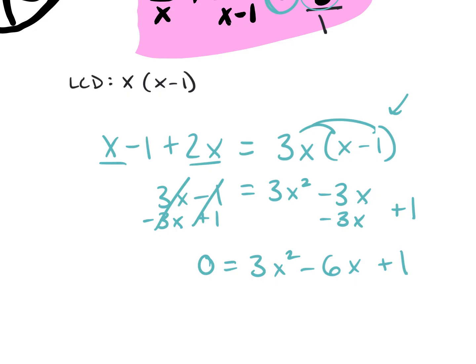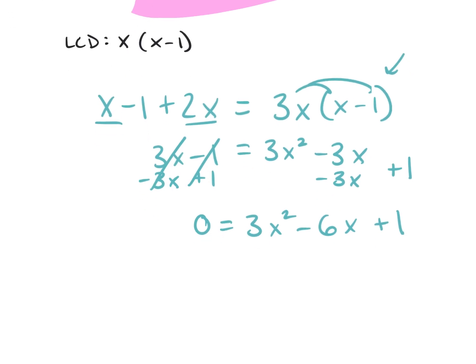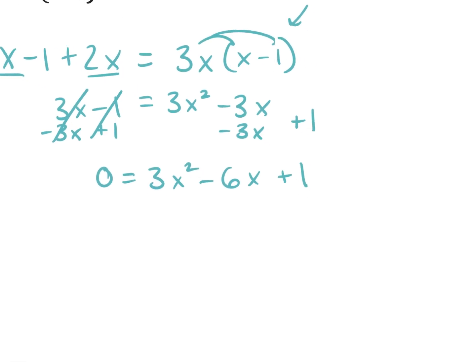How would we factor? Awesome. Since our leading coefficient's not 1, we have to multiply the first times the last. We get 3. Do we have 2 factors of 3 that add to -6? No. So if it doesn't factor, what do we do? Quadratic formula. So our A is 3, B is -6, and C is 1. If it doesn't factor, you have to use the quadratic formula.